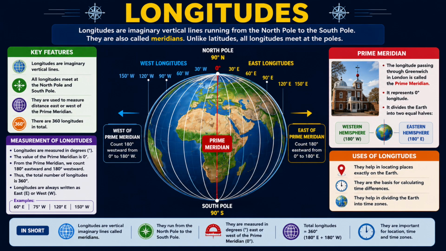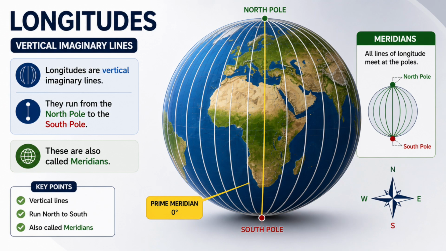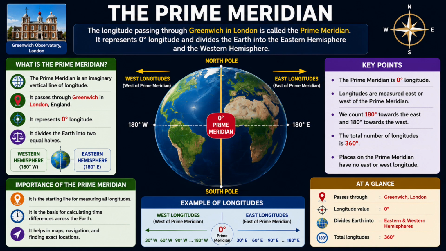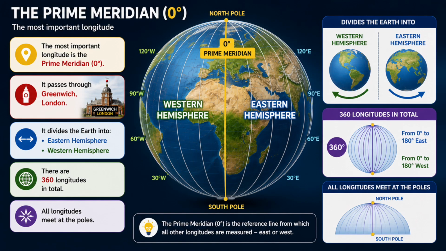Now we move on to longitudes. Longitudes are imaginary vertical lines drawn from the North Pole to the South Pole. They are also called meridians. Unlike latitudes, all longitudes meet at the poles. Next, we will understand the prime meridian. The longitude passing through Greenwich in London is called the prime meridian. It represents 0-degree longitude. From this line, we count 180 degrees east and 180 degrees west. The prime meridian divides the Earth into eastern hemisphere and western hemisphere.